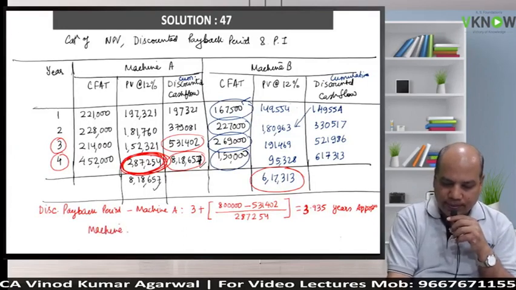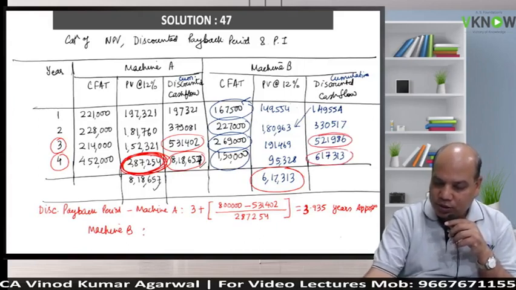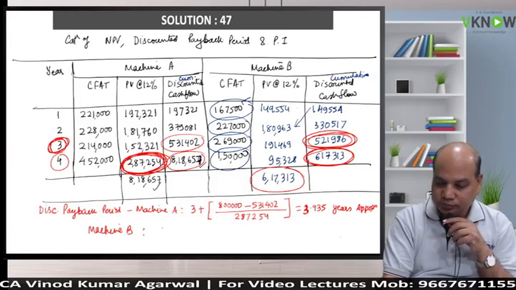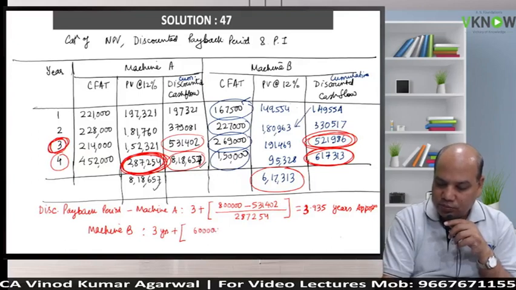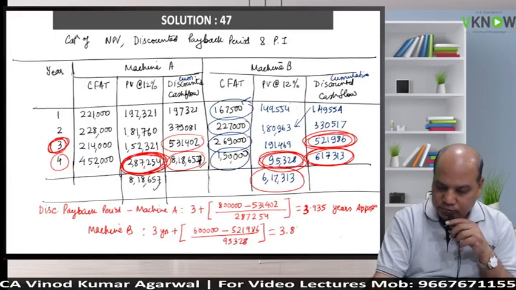And write machine B. Initial investment 6 lakh. So here we have invested 6 lakh. Again, look at the last column on the screen. In 3 years I have recovered 521,986. So 3 years plus initial investment 6 lakh minus recovery in year 3, 521,986, divided by recovery in the 4th year, 95328. Calculation must be done fast. 3.818 years, approximately.